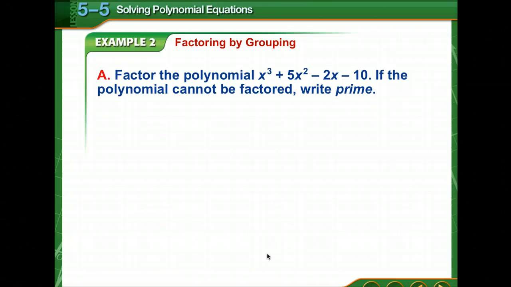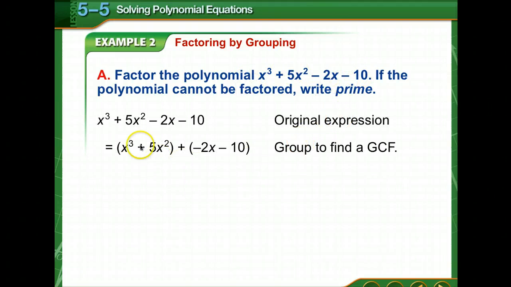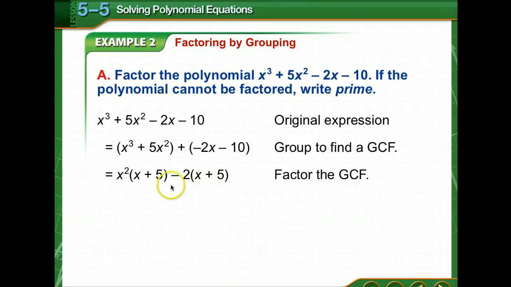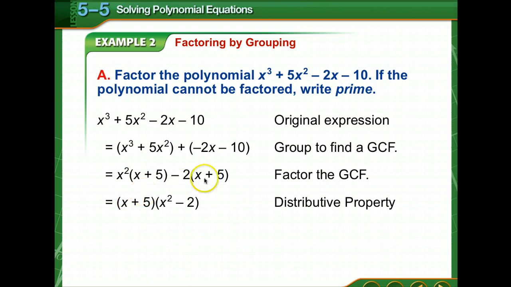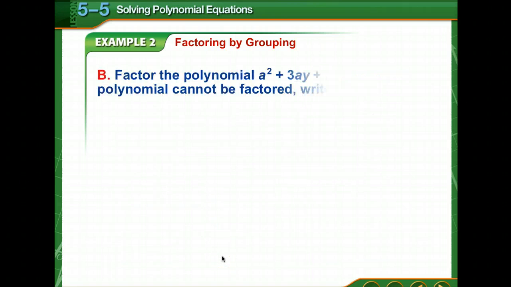Okay, let's use some of those factoring techniques by factoring by grouping. So notice we have 4 terms. There is not something that comes out of all 4 of them. So we're going to group them together. Out of these 2, I'm going to pull out an x squared, and out of these 2, a negative 2. Because we want what's in the parentheses to be the same. Using the distributive property, we have x plus 5 times the quantity of x squared minus 2. So that is our answer. Let's try another one of those.